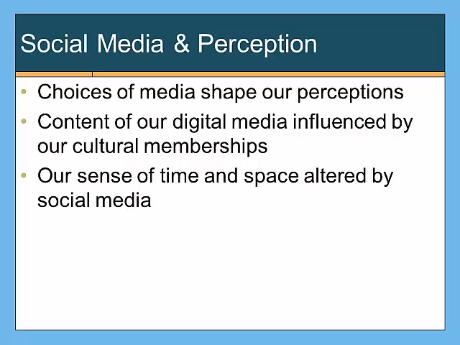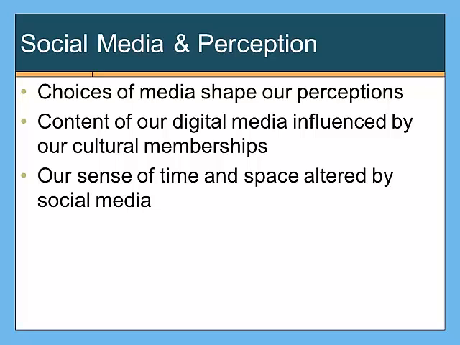And the third one is our sense of time and space is altered by social media. And we talked about this a little bit too, right? So when we send a text, we expect to get a response right away. It's just things have changed so much. Phones are rarely used to actually call anybody anymore. They're used for so many other things. And this impacts what we expect from other people when we interact with them.